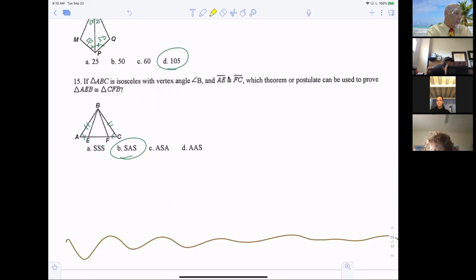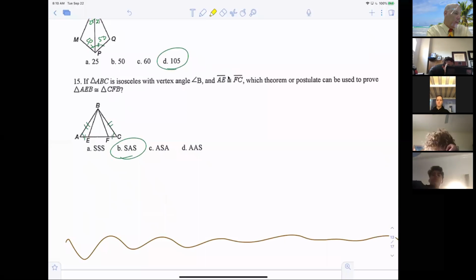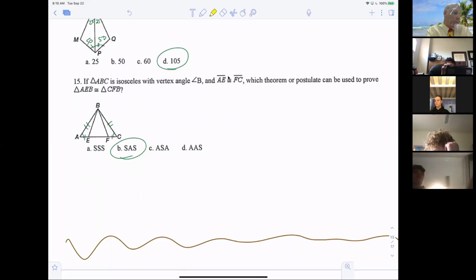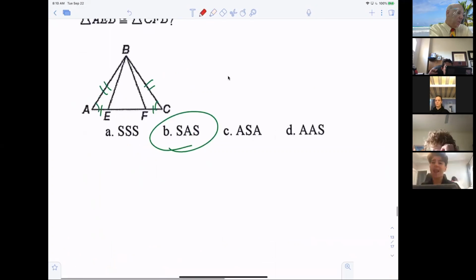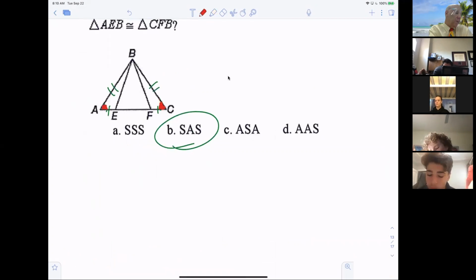If triangle ABC is isosceles with vertex angle B and AE is congruent, which theorem or postulate? All right, so remember, if you have an isosceles triangle, that means the base angles are equal. True? So that means that's equal to that because AB is equal to BC. Do you agree with that? Therefore, it's side angle side.